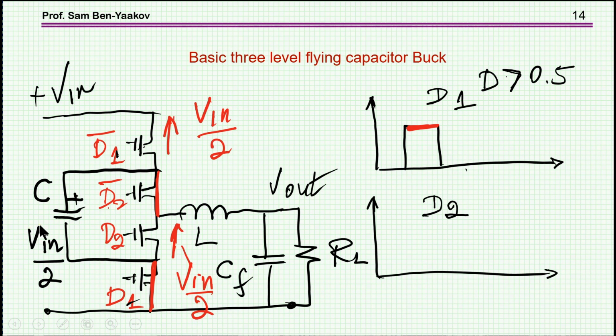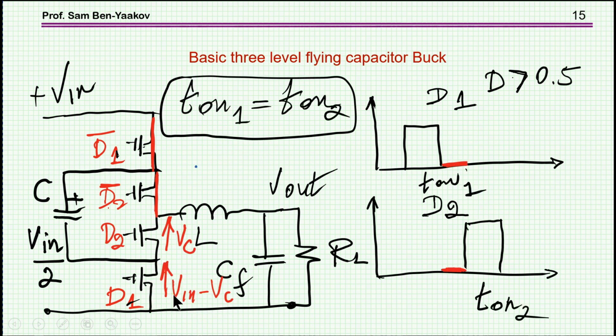Now, what about the voltages on the devices? So let's go quickly over this. When D1 is on, we are in this situation, then D2 is not. We see a voltage here on D2, which is the capacitor voltage, and we see here a voltage which is the difference between V in and the capacitor. So in both cases, we see that everything is okay. And same thing, of course, here.